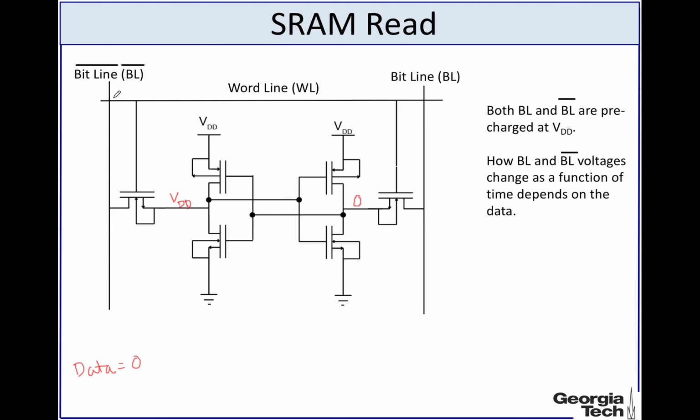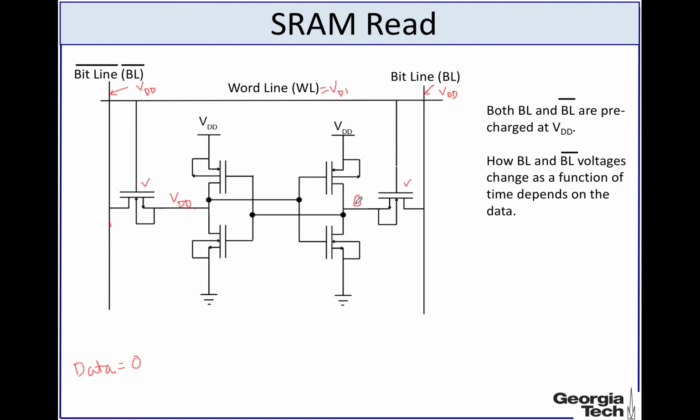Now again, what you do is both the bit line and bit line bar are pre-charged at VDD. And then you apply a VDD voltage to the word line, for which this transistor turns on. So now this bit line voltage is VDD and the output of inverter 2 is also VDD. So basically this bit line 2 voltage will remain constant at VDD.